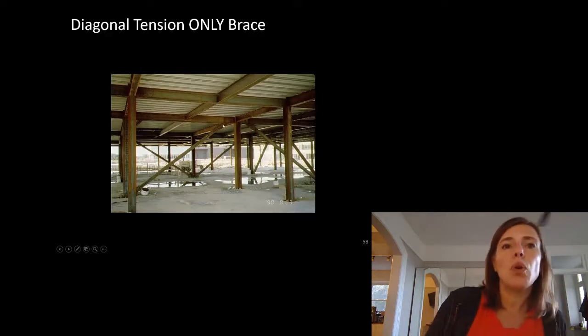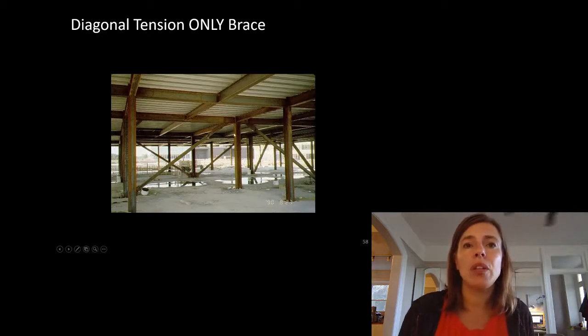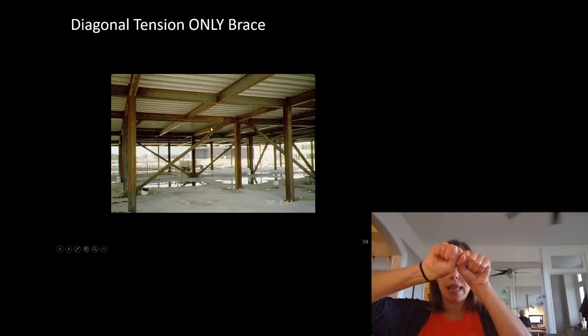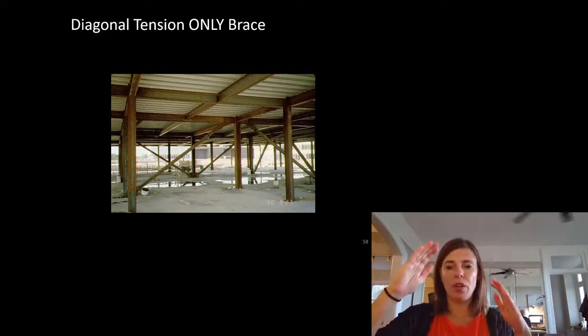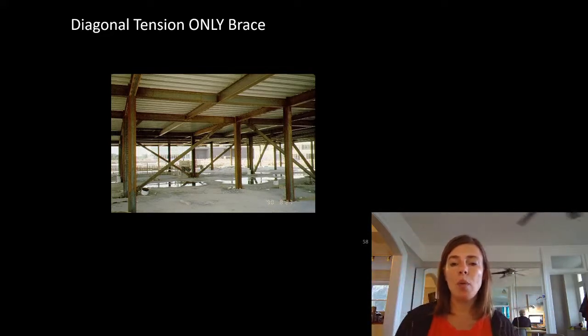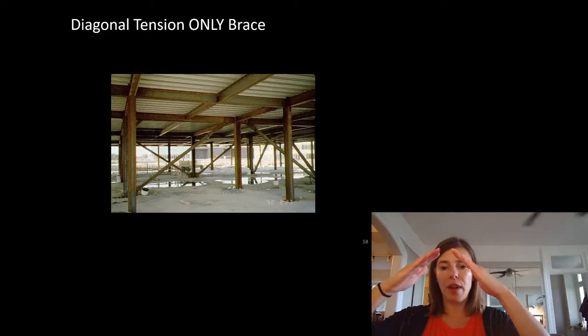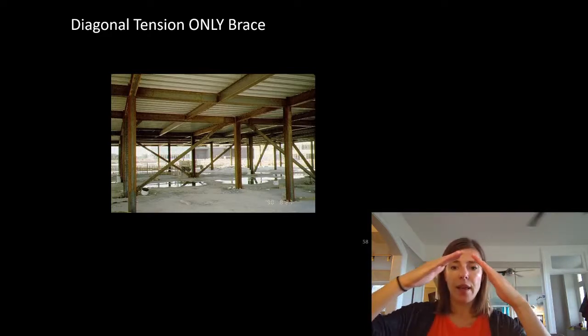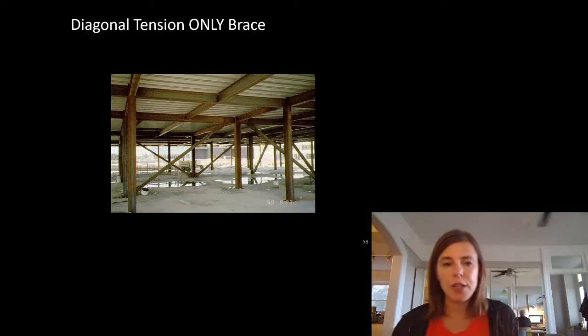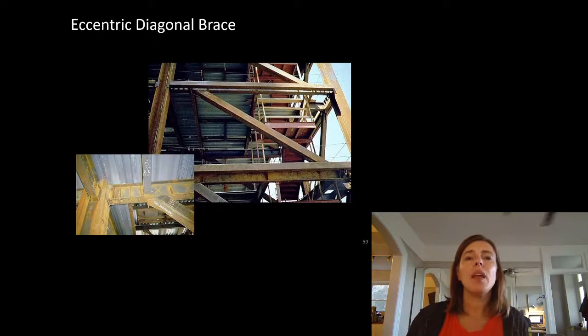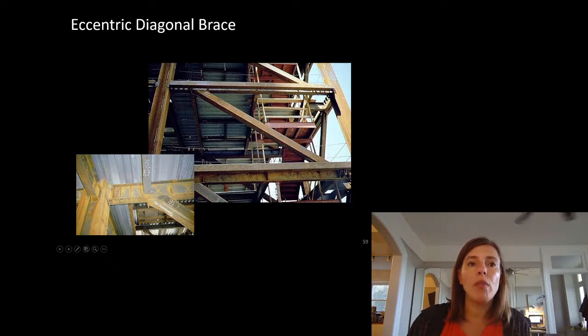These ones would probably be tension-only braces, meaning you can pull on them for a load, but you can't put compression on them. So there needs to be one somewhere else that does the work in the other direction. Wind blows this way, this one's engaged. Wind blows this way, this one's engaged. You can have eccentric diagonal braces. Maybe they needed a doorway right here. And if the brace had come all the way over, it was going to bonk someone in the head.